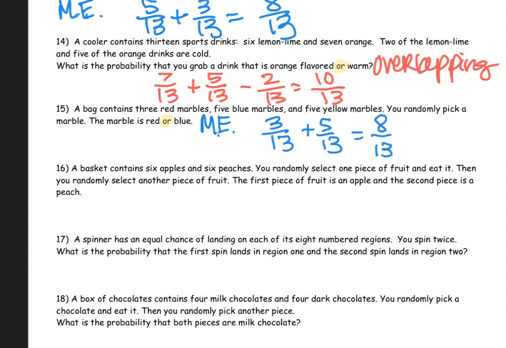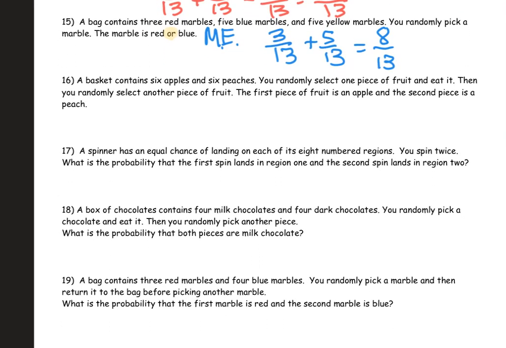Okay. 16. A basket contains 6 apples and 6 peaches. You randomly select one piece of fruit and eat it. Then you randomly select another piece of fruit. The first piece of fruit is an apple and the second piece is a peach. Okay, so you have to find that probability. So my keyword here is and, so you know it's going to be independent or dependent. Okay, now another keyword here is that I ate it. That means this is going to be dependent.